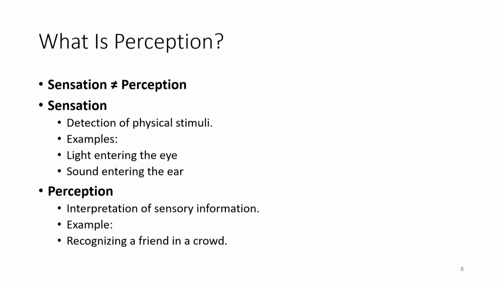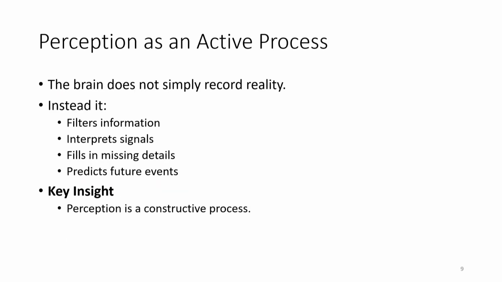So, what is perception? Perception cannot be said to be the same as sensation or sensing something. Sensation is the detection of physical stimuli, for instance, light entering the eye or sound entering the ear. Perception is interpreting that sensory information, for instance, recognizing a friend in a crowd. So, perception is an active process. The brain does not simply record reality. Instead, it filters information, it interprets signals, it fills in missing details and it predicts future events. So, perception is indeed a constructive process.